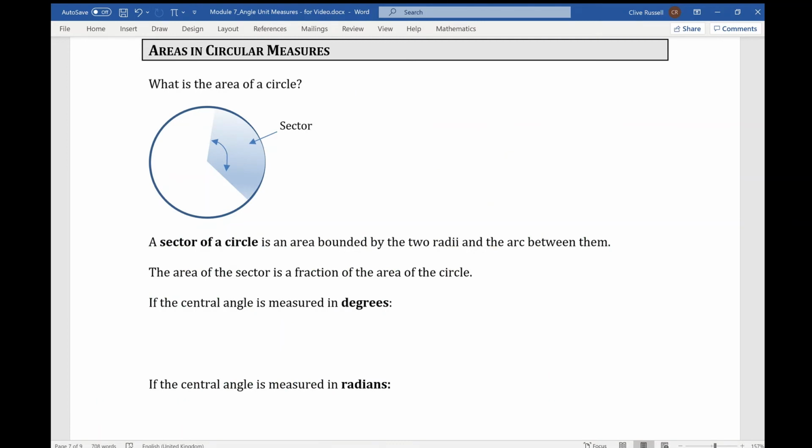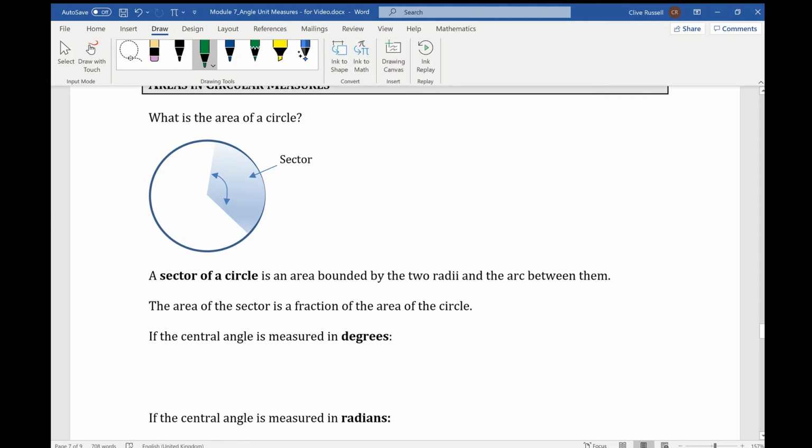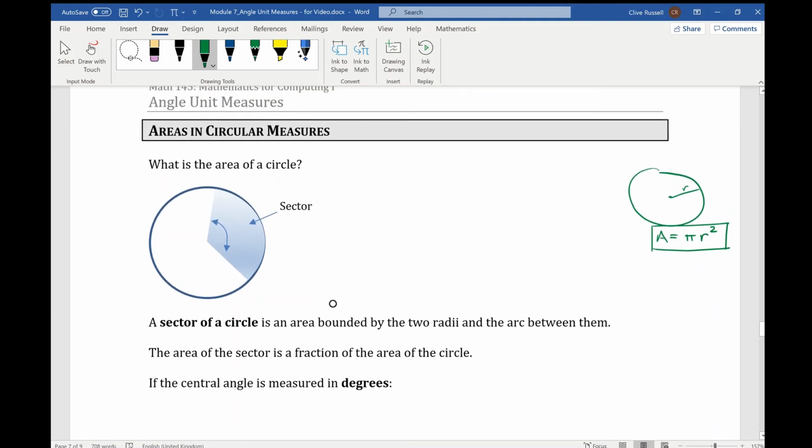Now we're going to be looking at the area of a sector. But first of all, we have to remind ourselves what the area of a circle is. So the area of a circle, as we know, with radius r, is pi r squared. So that's important. We're going to be using this now. If you know the radius, you can find the area. So let's see how this is done.